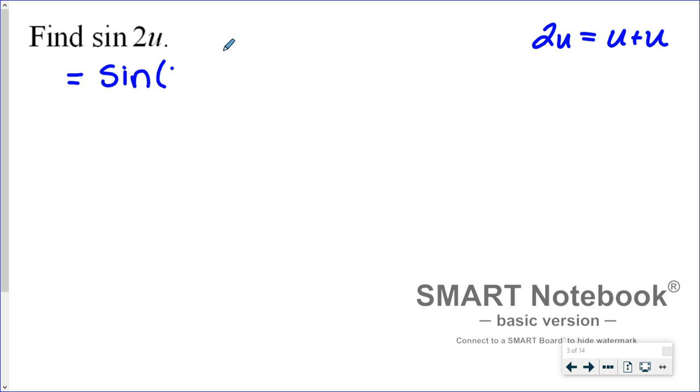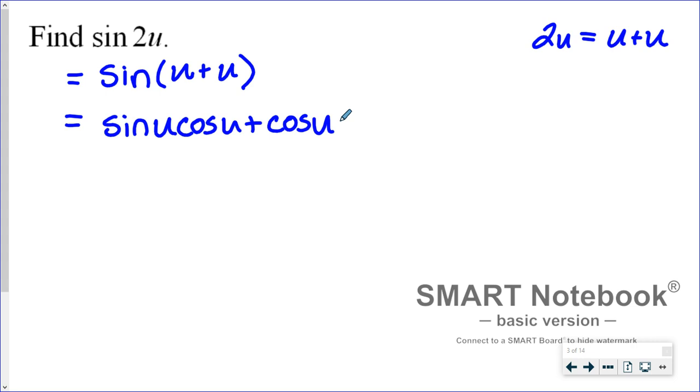of u plus u. So we can actually use the sum formulas to derive this. So we have sine u cosine u plus cosine u sine u. Right, instead of u and v, we just have all u's.